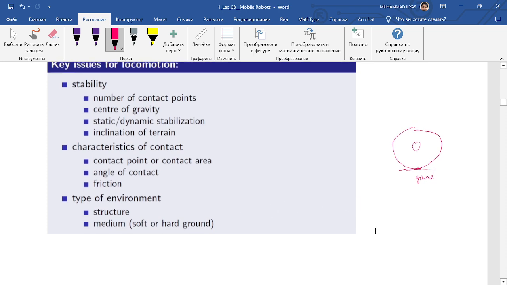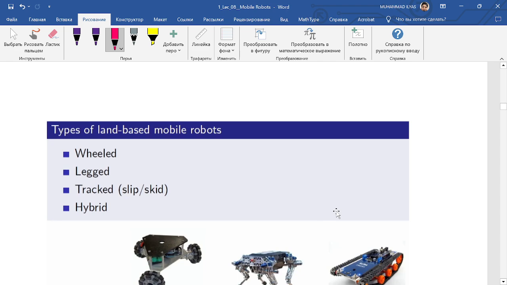And of course the locomotion also depends on the structure of the environment and the type of the environment. Is it a soft or hard surface? These are all the factors which should be taken into account when we design the locomotion of our system, of our mobile robot.